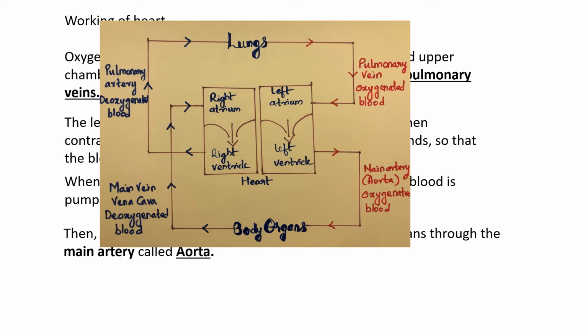It has oxygenated blood. Then from the body organs, all the deoxygenated blood is carried back to the right atrium through the main vein called vena cava. And when the right atrium is receiving the deoxygenated blood, it relaxes. Once it is filled, it contracts and the blood is carried on to the right ventricle. And from there, it is carried back to the lungs through pulmonary artery to get oxygenated.